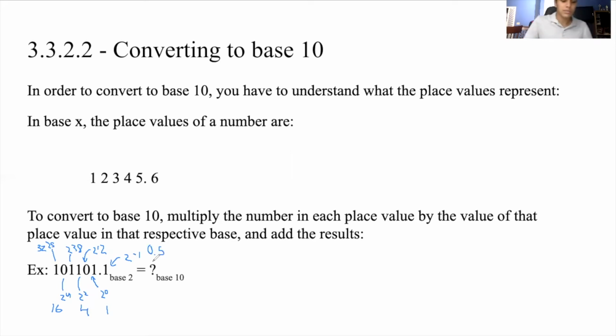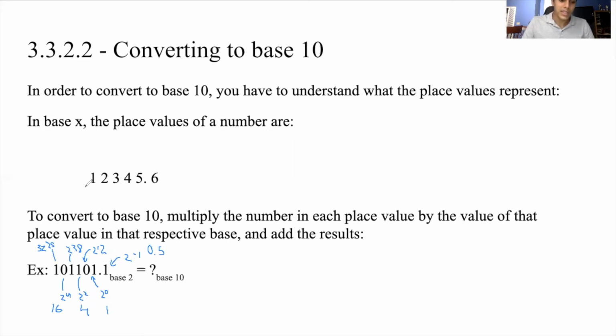So that's what these place values represent in base 2. Well, how does this help us? Well, it's really simple from here, actually, if you can understand this. In order to convert from base 2 to base 10, you just have to figure out how many of each place value you have and add it together like you would in base 10.